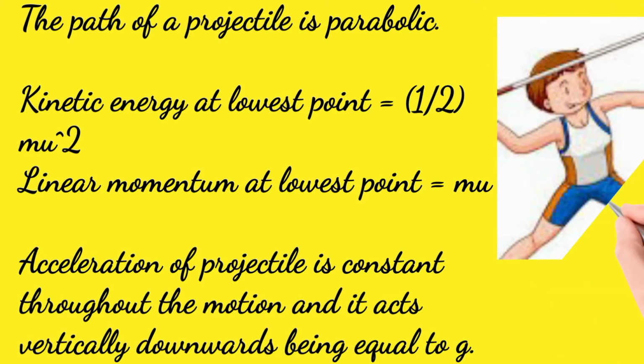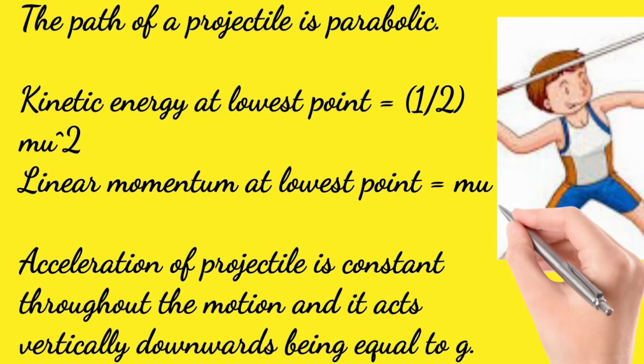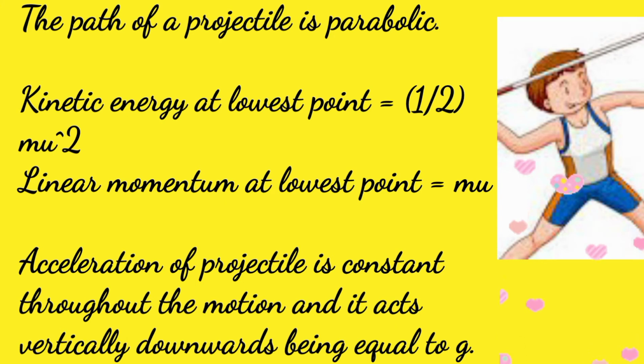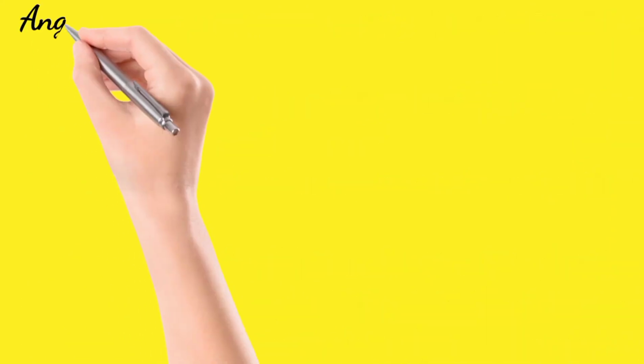Acceleration of a projectile is constant throughout the motion, and it acts vertically downwards, being equal to g. So the acceleration due to gravity is constant once the projectile is in the air, and it equals g. It acts downwards. Please take note of the direction, it acts downward.